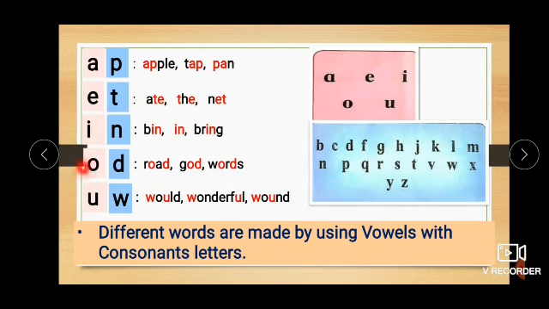BRING, bring. O, D. ROAD, road. GOD, God. WORDS, words. U, W. WOULD, would. WONDERFUL, wonderful. WOUND, wound. So you can see all the two letters, those in red color, are repeated in all the three words. Okay. So different words are made by using vowels with consonant letters.